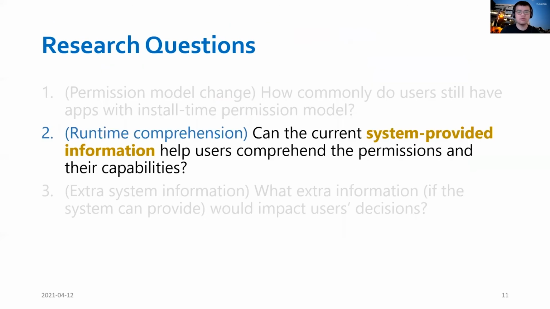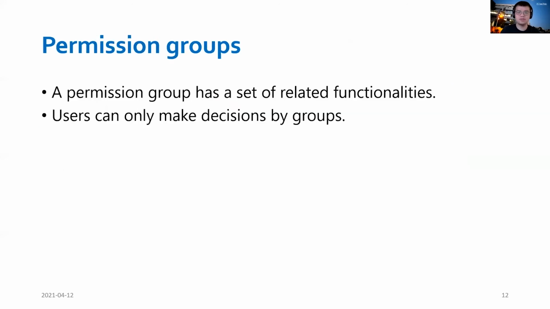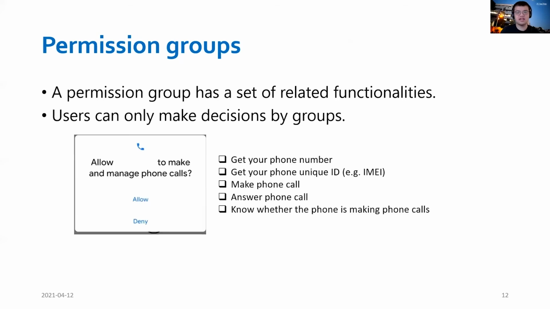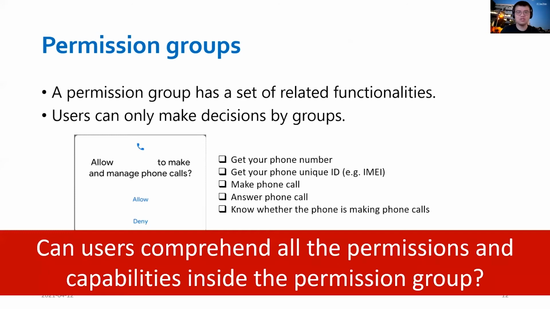Second, we will look at the comprehension of runtime permissions. In the runtime permission model, users can manage permissions by groups, and a permission group includes a set of related permissions and capabilities. Here is an example. The phone permission group on Android has 5 related capabilities, including getting the phone number, making a phone call, getting the phone unique ID, etc. My question is: can users comprehend all the permissions and capabilities inside the permission group based on the information provided by the system?